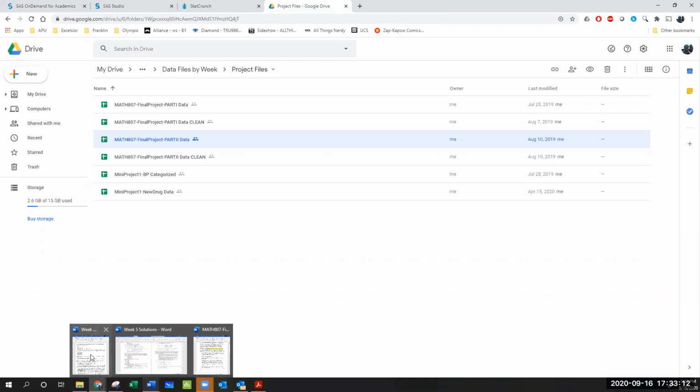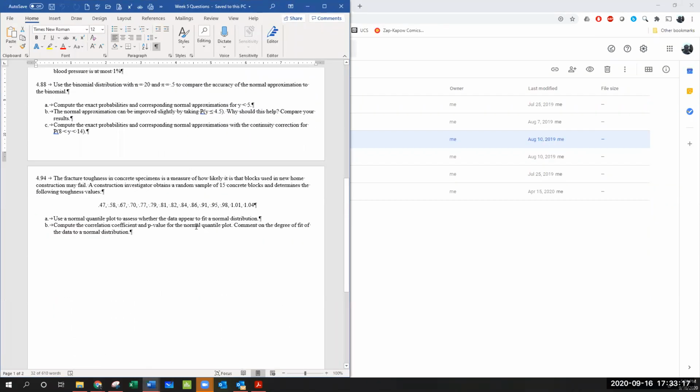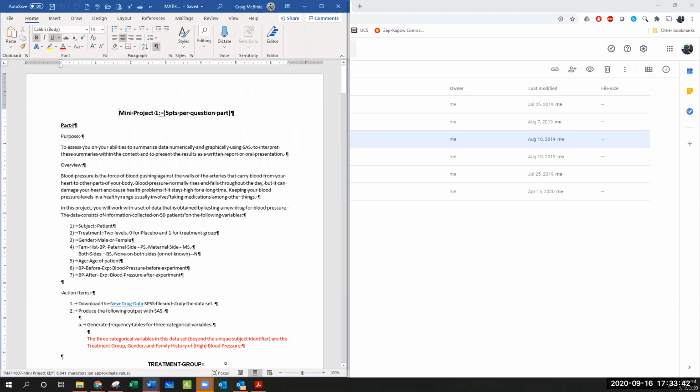Okay, so somebody asked for 494B. Let me remind myself of what that one was. Okay, so we didn't go over this one. The correlation coefficient and the p-value come in the display for the QQ plot. So if you remember, we did a QQ plot last in the mini project. Didn't we do a QQ plot in the mini project? Or was it last week's homework? I can never remember which. I think it was in the mini project.